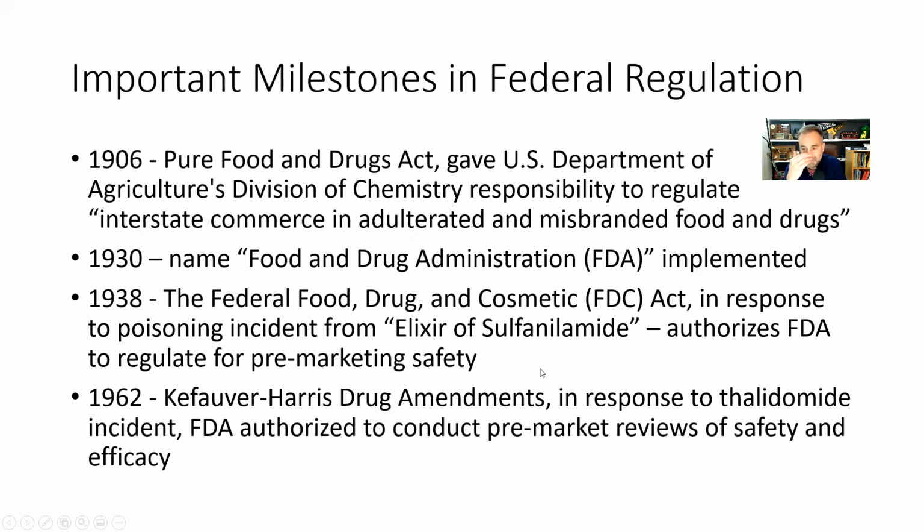In 1938, we had a kind of a disaster. So the 1906 law was mostly post-market. Something was introduced, and then the FDA would follow up on it. In 1938, the Federal Food, Drug, and Cosmetic Act authorized and required the FDA to regulate pre-marketing. So at that point, manufacturers had to prove to the FDA that at the level of dosage we are planning to use, this drug is safe for administration, right?